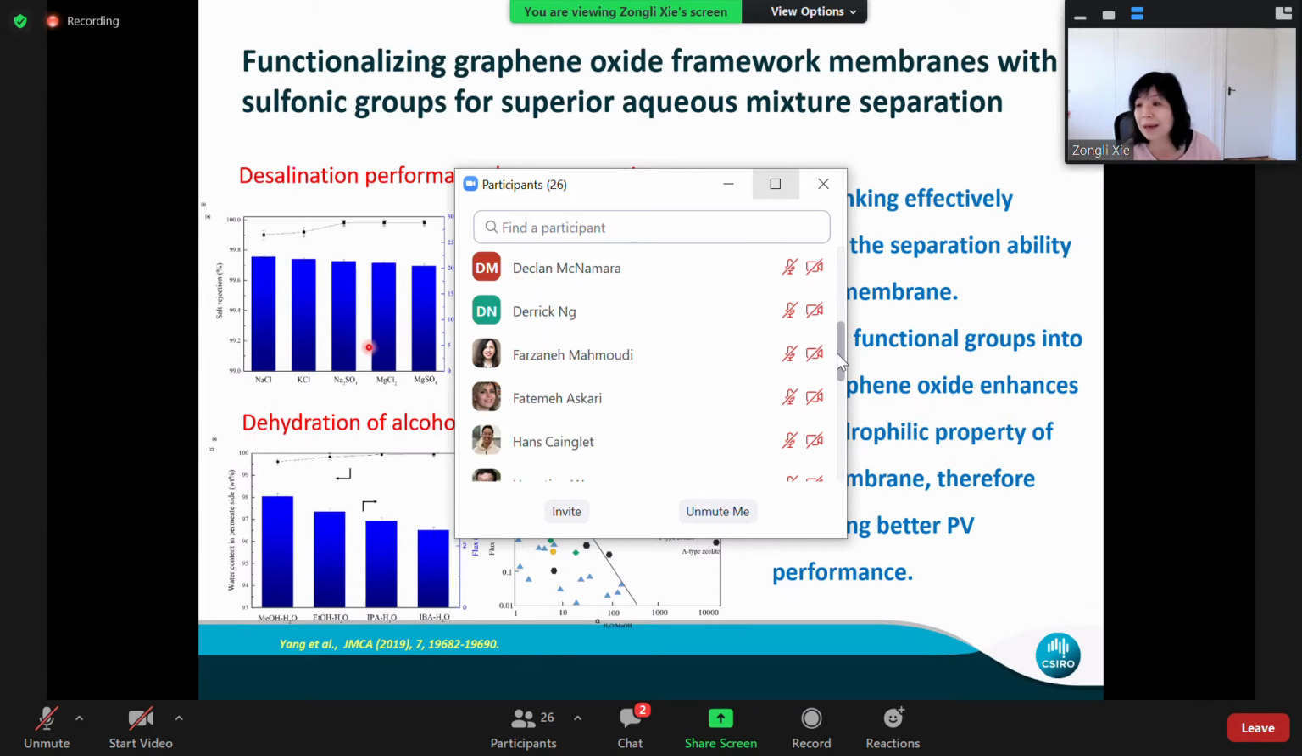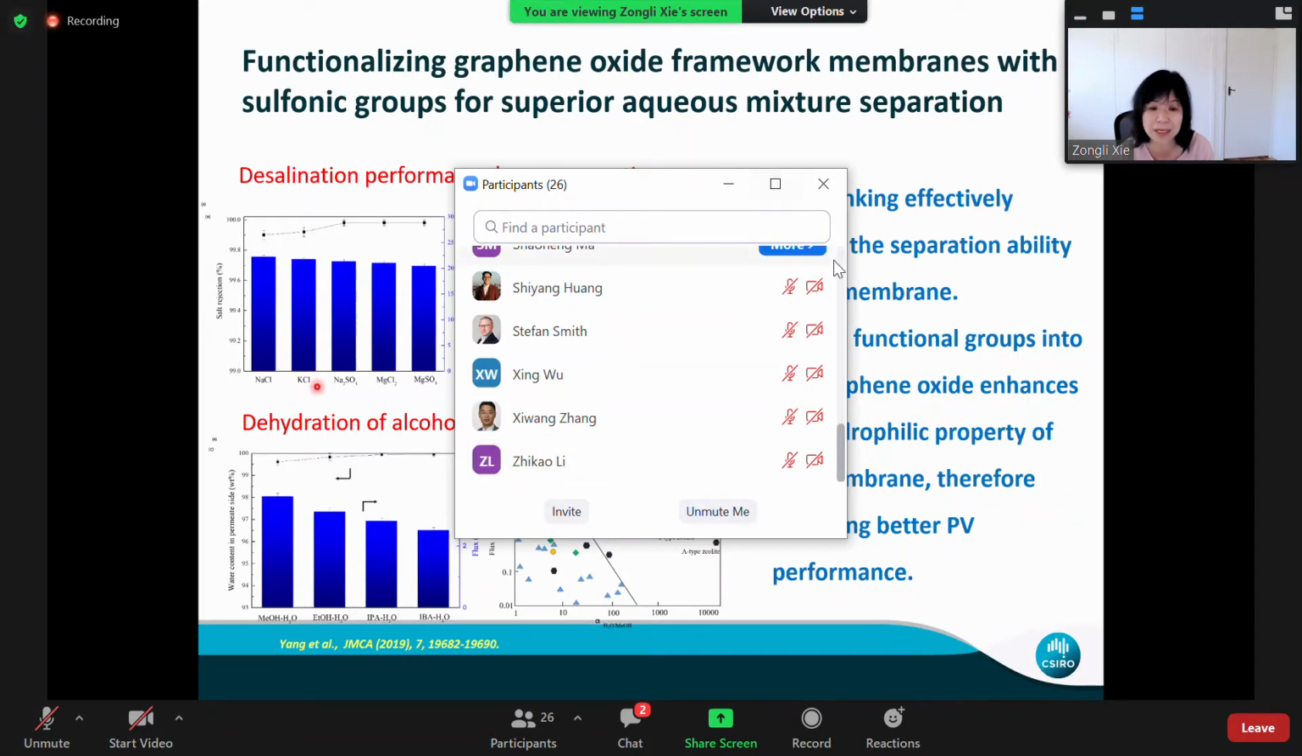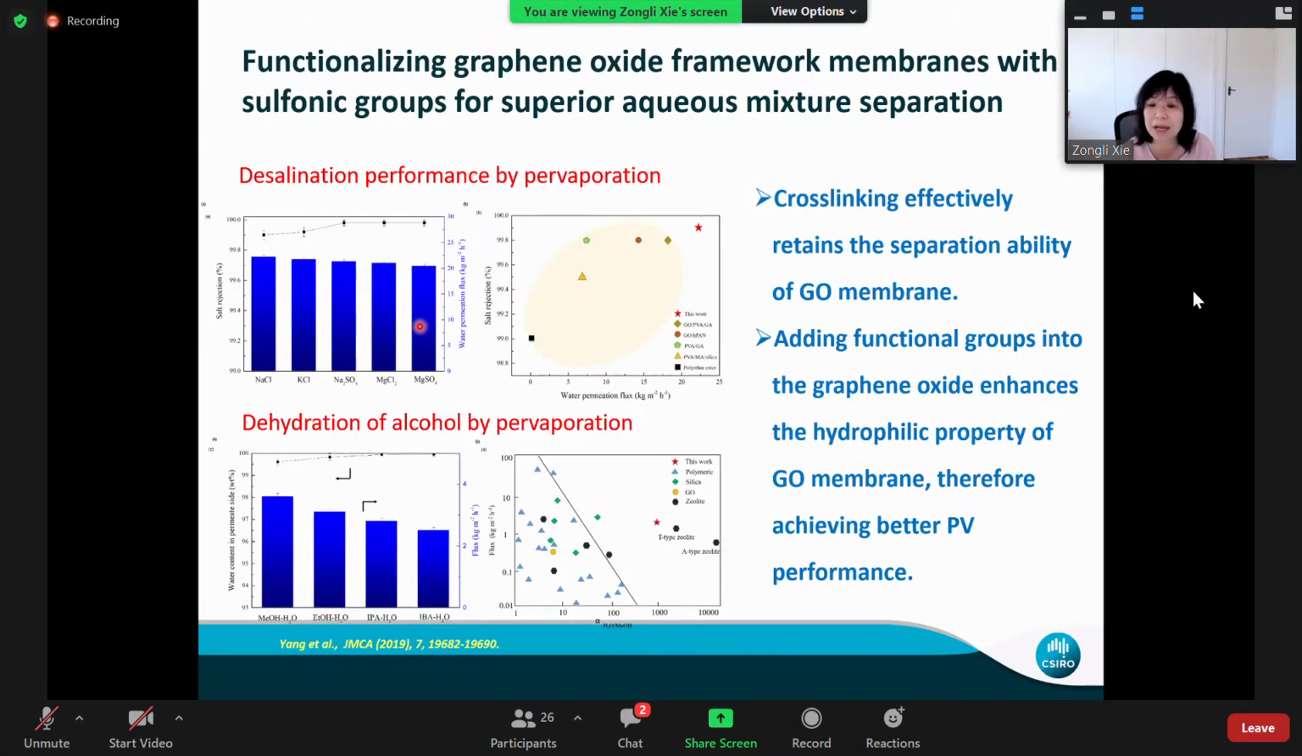We evaluated this membrane for a range of salt, monovalent and divalent salt separation. The membrane itself achieves very high salt rejection, as expected. And in terms of water flux, it's very high as well, because we did this at a very low temperature, close to room temperature. We also evaluated this membrane for alcohol dehydration for a number of solvents.